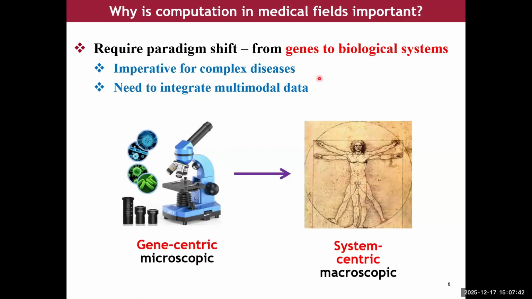So in the medical field, there is a paradigm shift from genes to biological systems. So what does it mean? So in the past, usually scientists will have a hypothesis first. For example, if they are suspecting a certain gene is related to a particular disease, so they will use a gene-centric approach for the subsequent research.